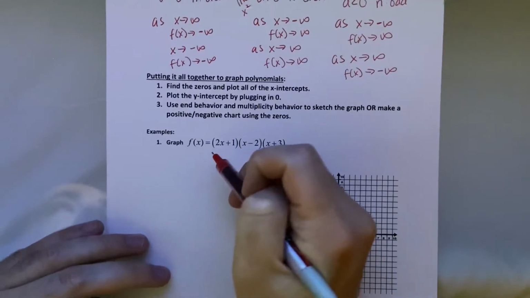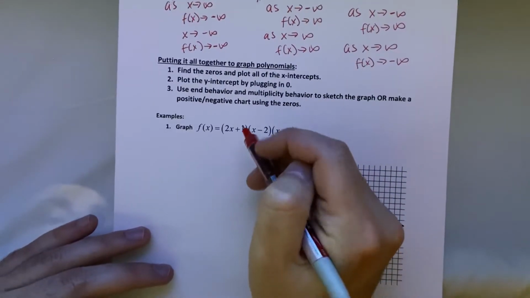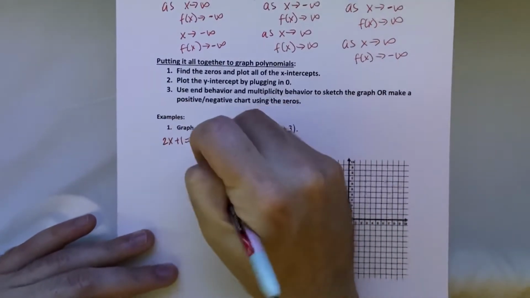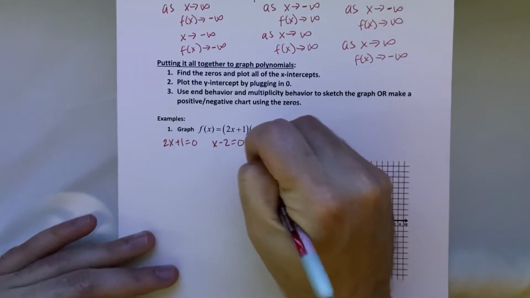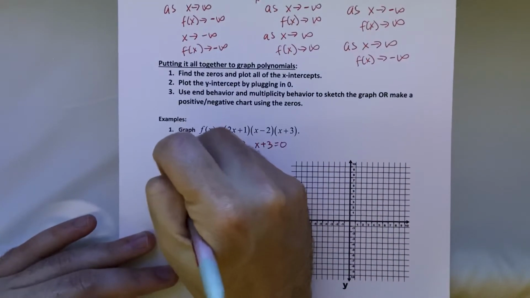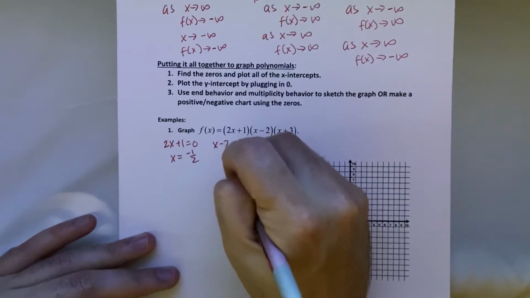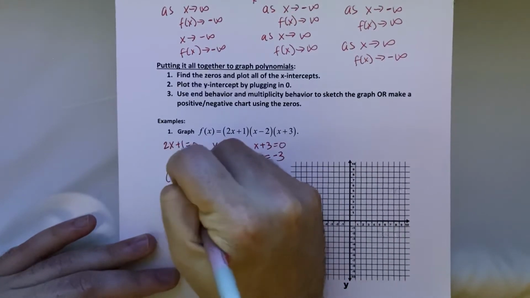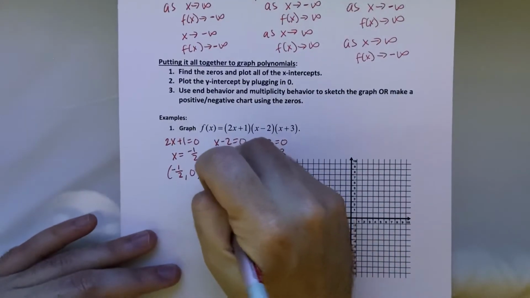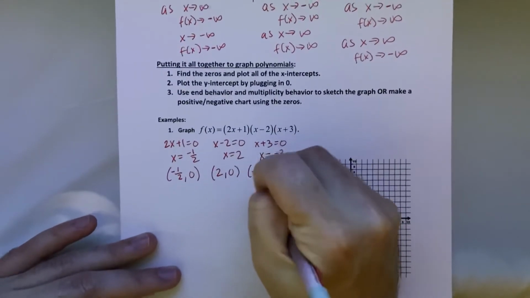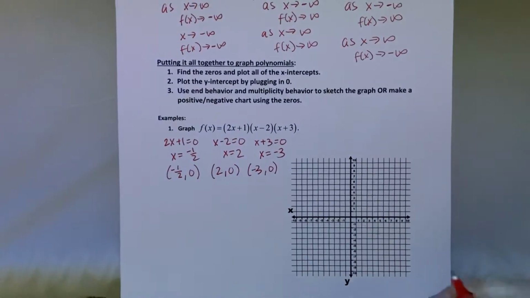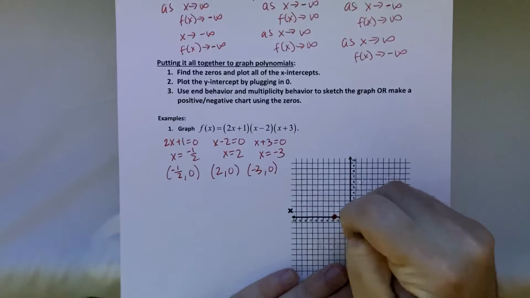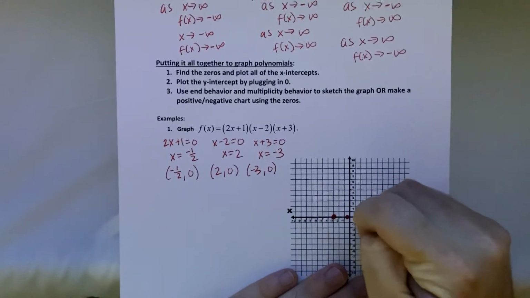If it's already factored for you, like in number 1, you will just simply set each factor equal to 0. So 2x plus 1 equals 0, x minus 2 equals 0, x plus 3 equals 0. Here we get x is negative 1/2, x is 2, x is negative 3. These are all zeros, so that means their y value is all 0. So negative 1/2, 0; 2, 0; negative 3, 0. You take those and you plot them. So we have negative 3, 0 on the furthest left, negative 1/2, 0, and 2, 0.